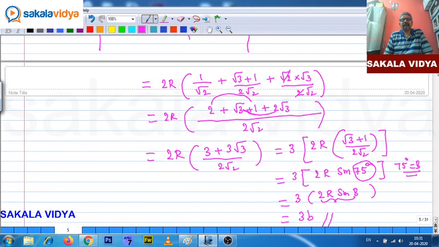See the simplification. See here, actually LCM is 2 root 2. Root 2 cancel, 2 plus root 3 plus 1 by 2 root 3. 2 plus 1 is 3. Root 3 plus 2 root 3, 3 root 3. 3 common. So 2R into root 3 plus 1 by 2 root 2. Root 3 plus 1 by 2 root 2. Again I have written sine 75. But in the problem 75 is equal to B. So 2R sine B. 2R sine B is equal to small b. So that is 3b.